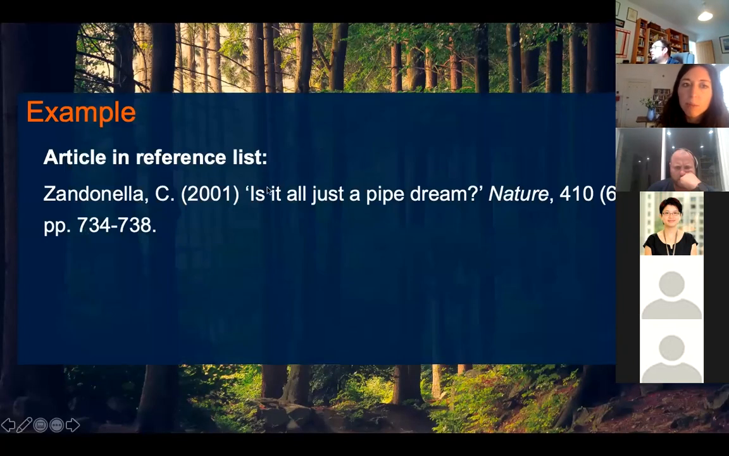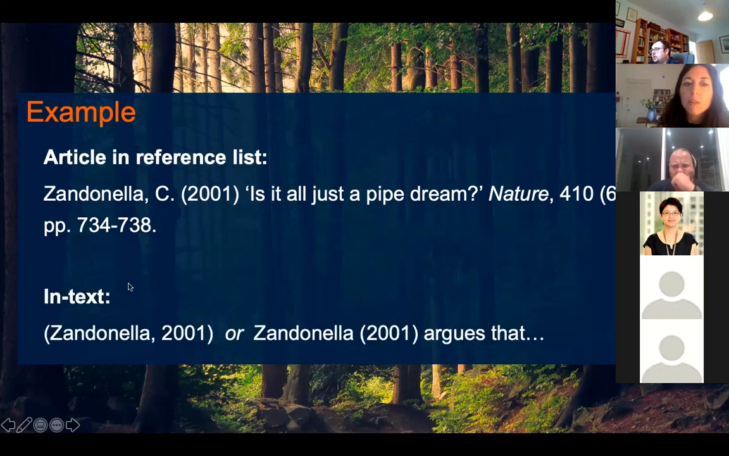So this is an example article. This is a journal article in the reference list. So you have the surname, their initial, so you don't write out their full first name, it's just the initial, the year of publication, the title of the journal article, not in italics, the title of the journal in italics, the volume number, the issue number in brackets, and a page range. And that is exactly how you do Harvard referencing. Hope that makes sense. It's also in the how to reference guide.